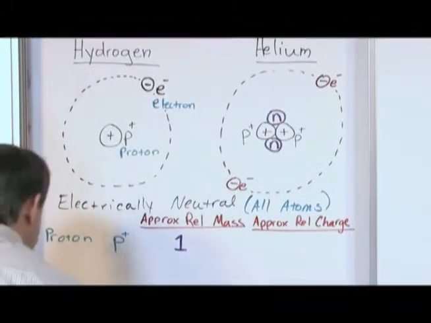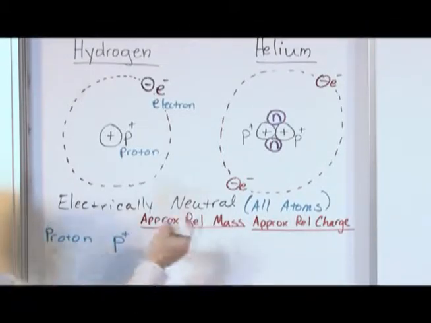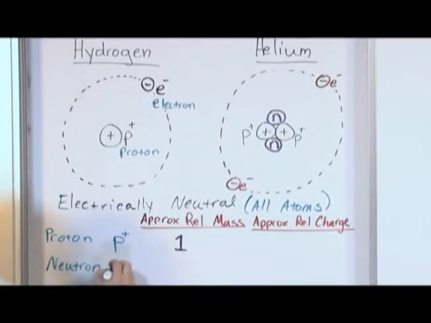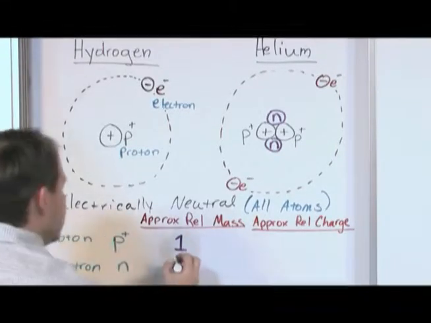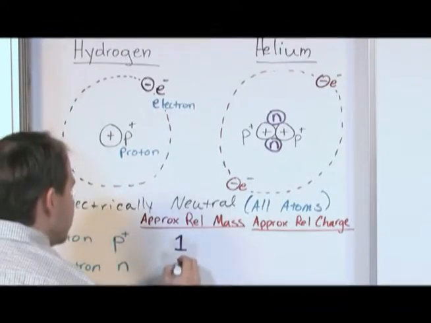All right. Now, instead of a proton, the next guy we have is a neutron. I'll fill the rest of the table out in a second. Neutron, and it has a symbol of N. There's no charge here because it doesn't have a charge. Its approximate relative mass, for this class, we're also going to call 1.